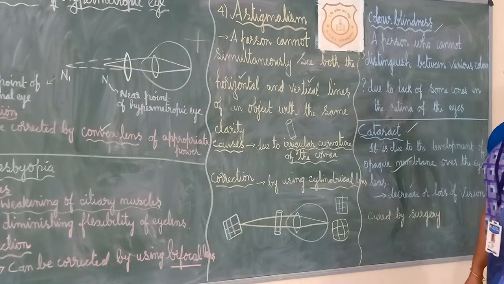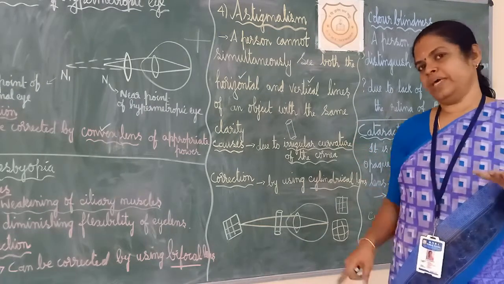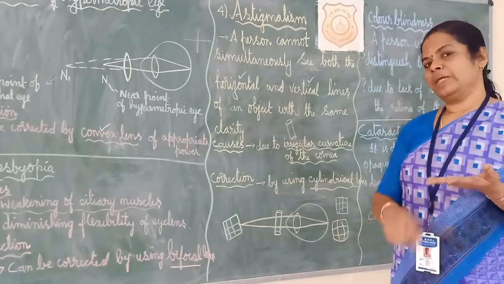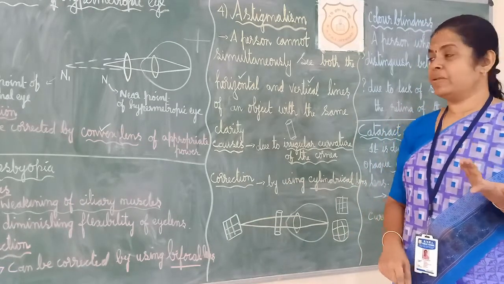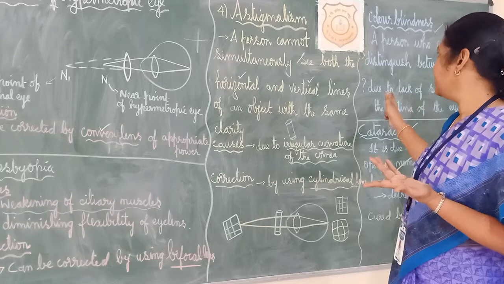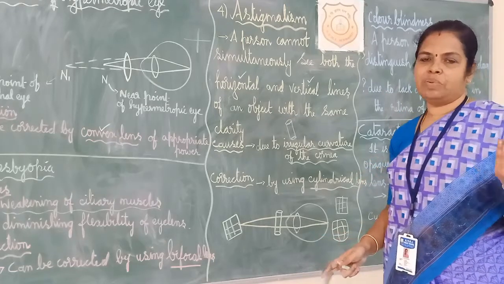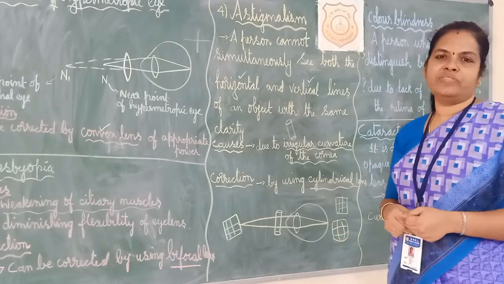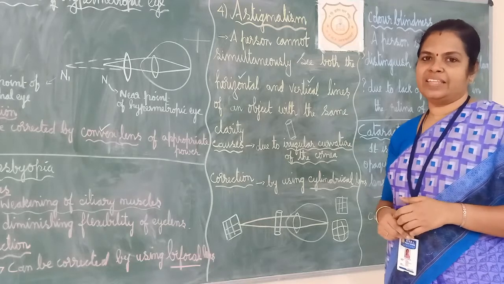Okay. So we have studied the defects of the eye: myopia, hypermetropia, presbyopia, astigmatism, and we have also seen color blindness, cataract, night blindness, etc. So eat healthy food, keep your eyes healthy. Okay.